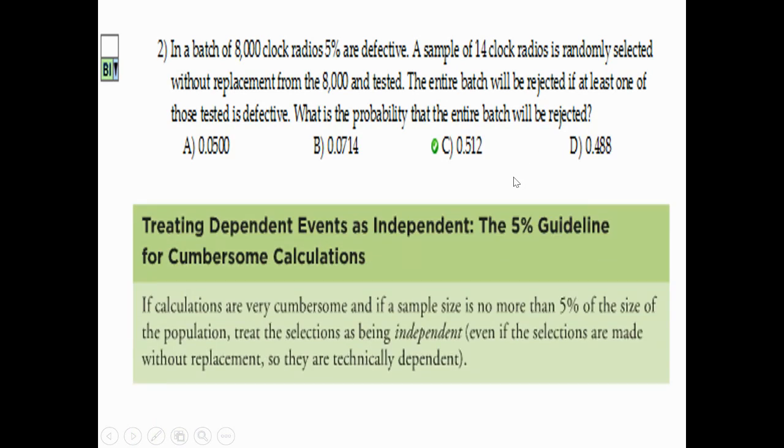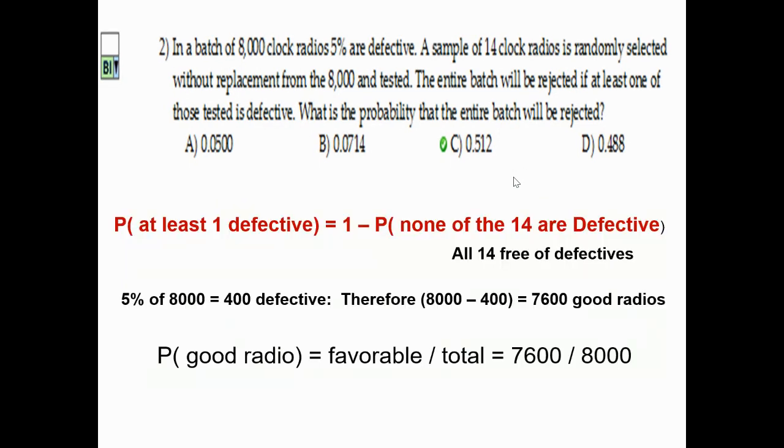All right. Now, recall back in 4.1, if things get to be cumbersome, even though these guys are dependent, meaning I pull a bad radio out, then I've only got one less radio. I pull another one out, I've got one less bad one and one less total. This problem represents something that is dependent, but I don't want to do this 14 times. So I want to treat this as being independent, though in actuality, it's a dependent situation.